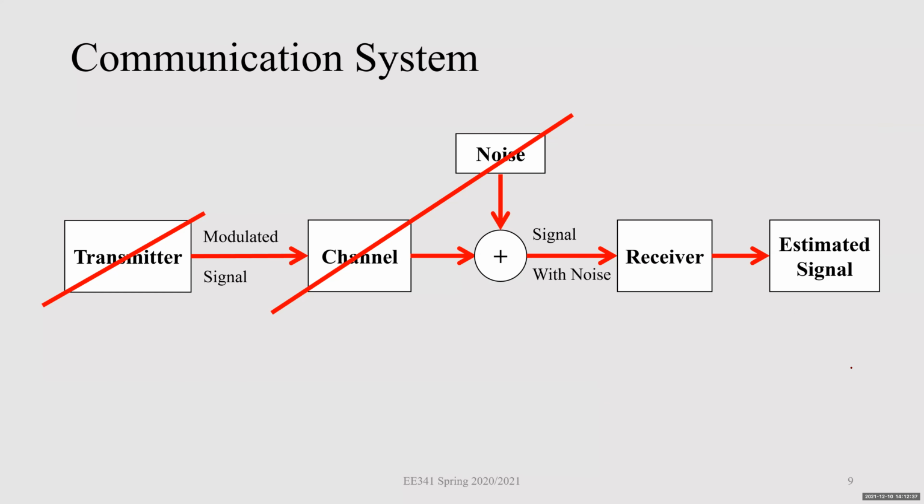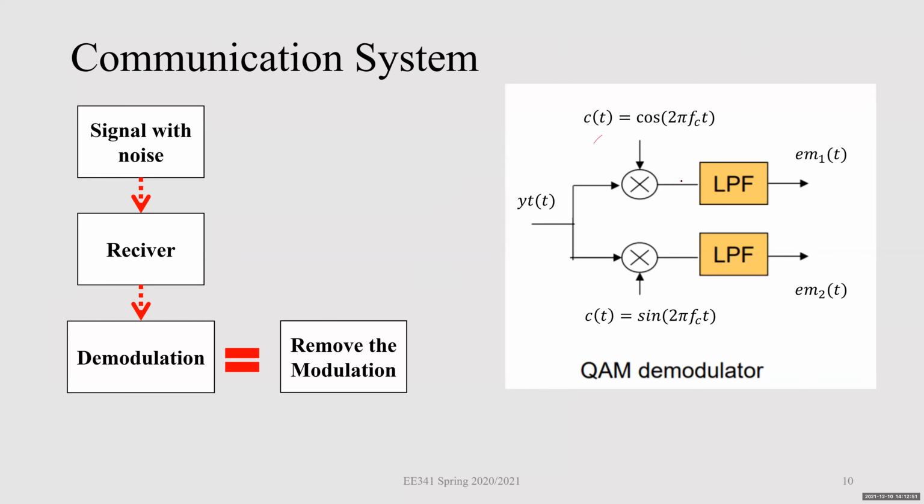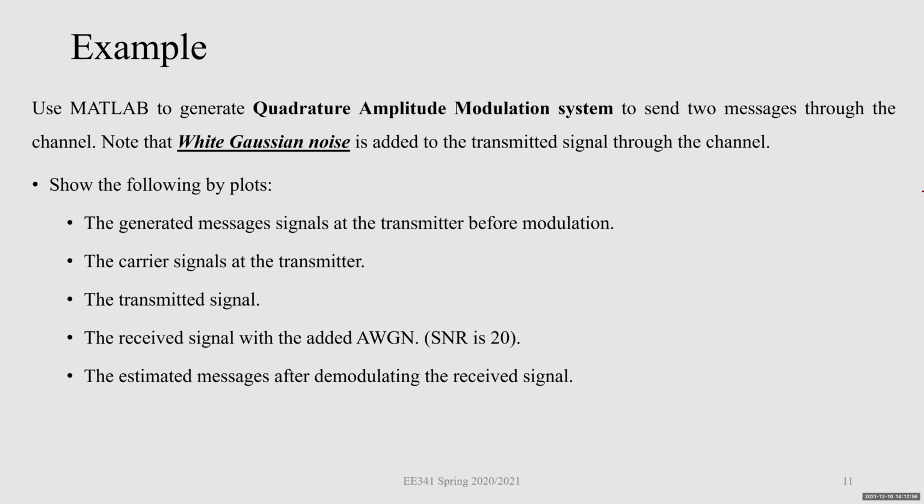Now we are done up till this part, after adding the noise. At the receiver, what we have to do is multiply with the carrier, pass through the low pass filter and get the estimated signal. Same thing: multiplying with the carrier, passing through the low pass filter, getting the estimated signal. So we have this question.